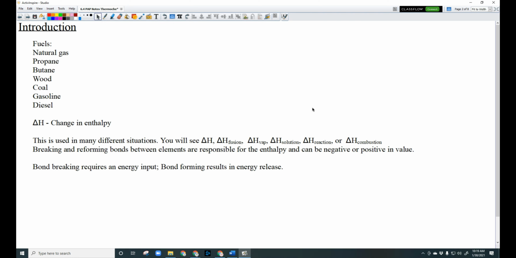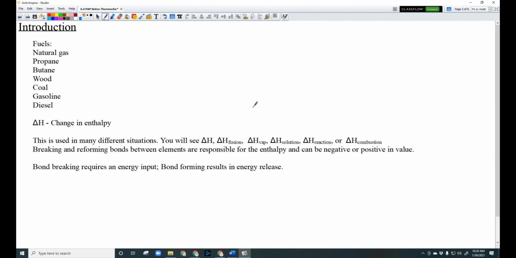Okay, so there are specific types of enthalpy or heat exchange we're going to be talking about. You'll see delta H fusion coming up in our next section. You'll see delta H vap, that's short for vaporization. You may see a delta H solution, a delta H reaction, and a delta H combustion. So there's going to be a lot of delta H's that you're going to see. We're going to see one in this section, delta H f, and that's the heat of formation. And again, these just mean the change in heat or the change in enthalpy.